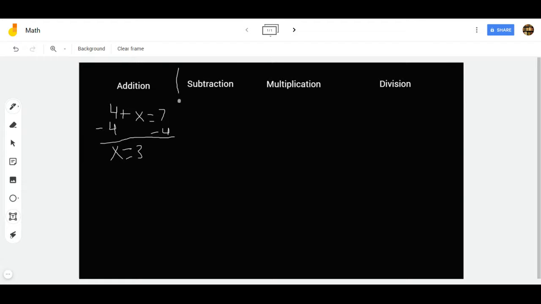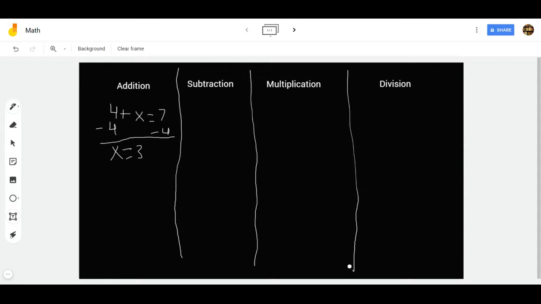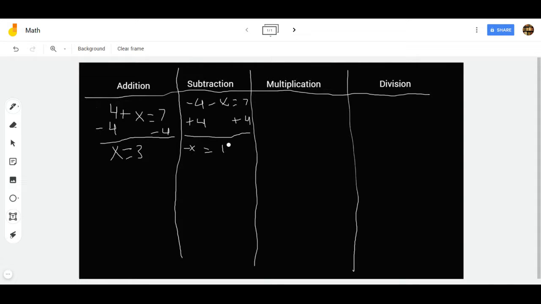Now subtraction. Subtraction is basically the same thing as addition. So let's do something like negative 4 minus x is equal to 7. And this is a bit different. As I explained, you would add 4 to both sides. You would think that x is equal to 11, but that's not the case. So you have negative x is equal to 11.